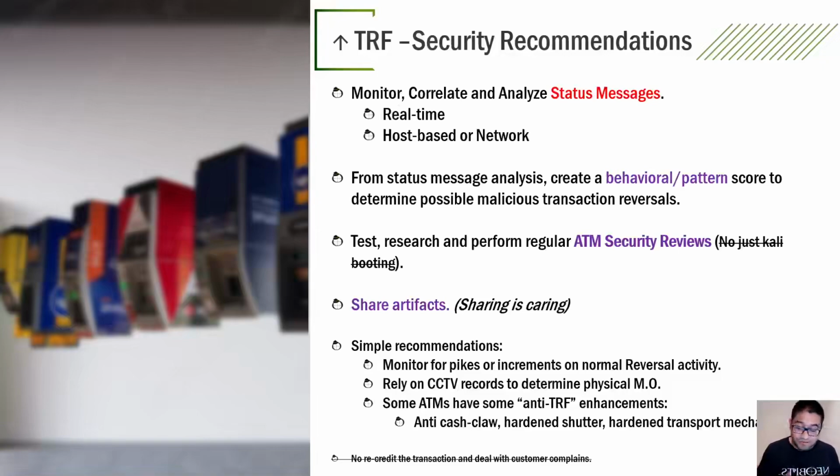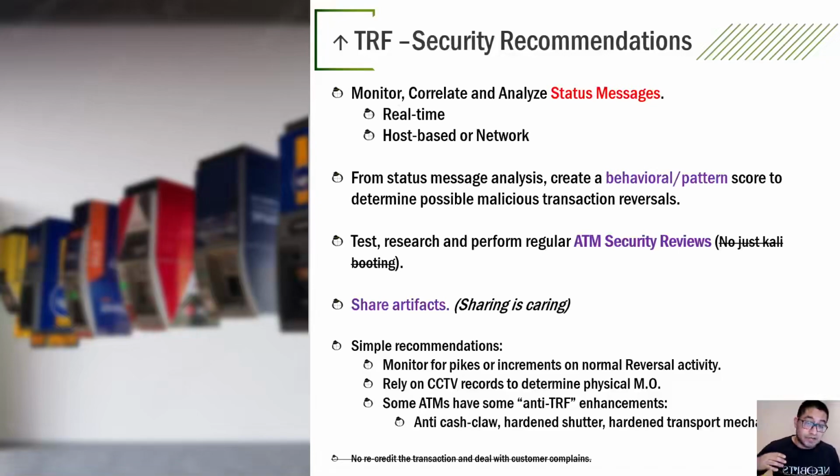But my recommendations will be to monitor, correlate, and analyze status messages. These are gold, not only for transaction reversal fraud, but for many ATM attacks. So this can happen in real time, or we can do it later. This can be host-based, or this can be on the network. Of course, if we do this in real time on the network, it will be the best thing. But we could also have an agent that will be monitoring for errors in the journal, and that when something happens, it will trigger and be sent to my correlation software.